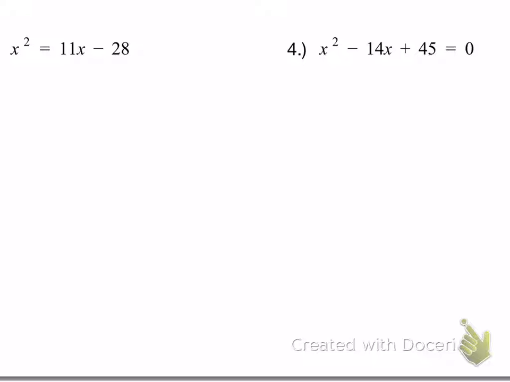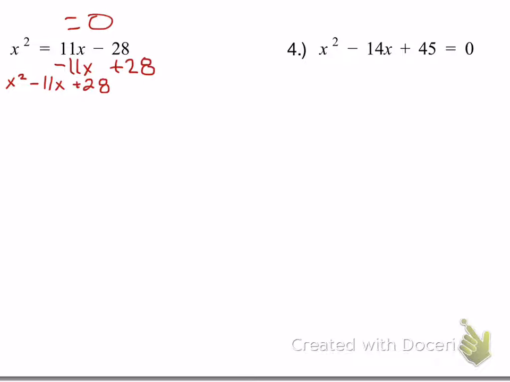So we've got to move some stuff over because we have to have this equal to 0. We have to move over that 11x by subtracting and move over the 28 by adding. Got to do the opposite of what it's doing now. So our formula now is x squared minus 11x plus 28.